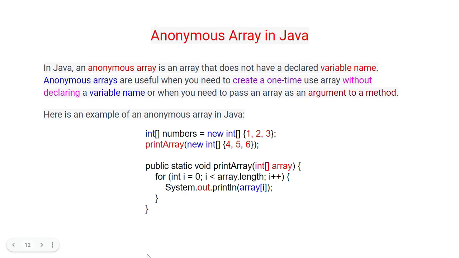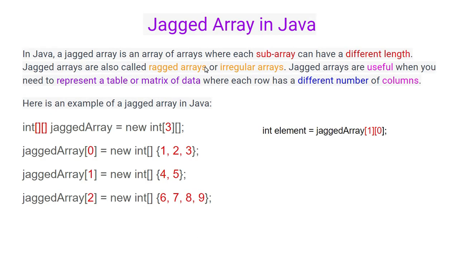Okay, so here you can see anonymous array, jagged array in Java. So basically in Java, a jagged array is an array of arrays where each sub-array can have a different length. Jagged arrays are also called ragged arrays or irregular arrays. So people may say ragged array or irregular array, so you have to understand that this is the jagged array only.